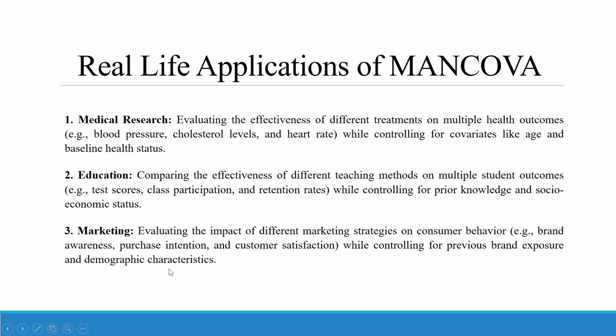Real life applications of MANCOVA are: medical research, evaluating the effectiveness of different treatments on multiple health outcomes, that is blood pressure, cholesterol levels, and heart rate, while controlling for covariates like age and baseline health status. Education, comparing the effectiveness of different teaching methods on multiple student outcomes, that is test scores, class participation, and retention rates, while controlling for prior knowledge and socioeconomic status.